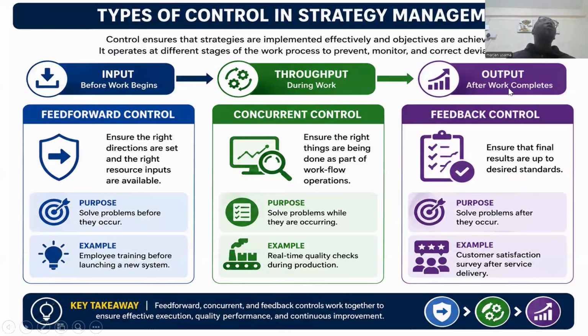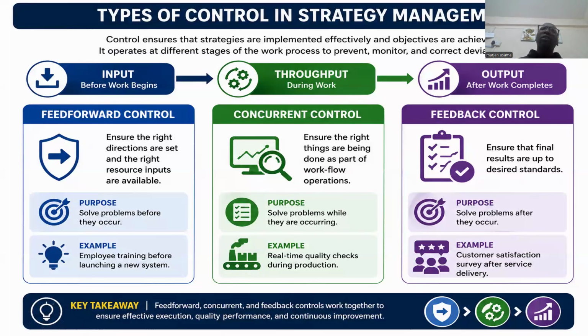Then lastly is the output, after. This is the worst. After work is complete, ensure the final results are up to the desired standard. They solve problems after they occur. So this is a reactive approach, which is not good. You just wait until the problem is there. That is when you start actually acting. So these are the three types of control.